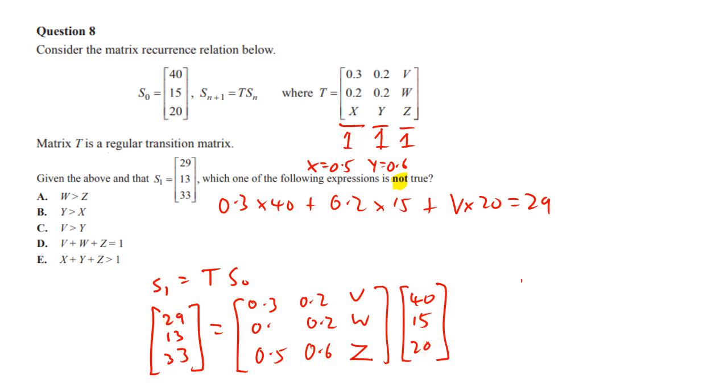Put that number back there, sorry, just leave 0.2. Remember, because it's the row by the column, so it's 0.3 times the 40, 0.2 times the 15, and V times the 20 should equal the 29. And this is going to be true for all the other ones as well. We're going to have 0.2 times the 40, 0.2 times the 15, W times the 20 equals 13. And then we're going to have 33 is 0.5 times 40, 0.6 times 15, and Z times 20. We're going to do all that in a minute.